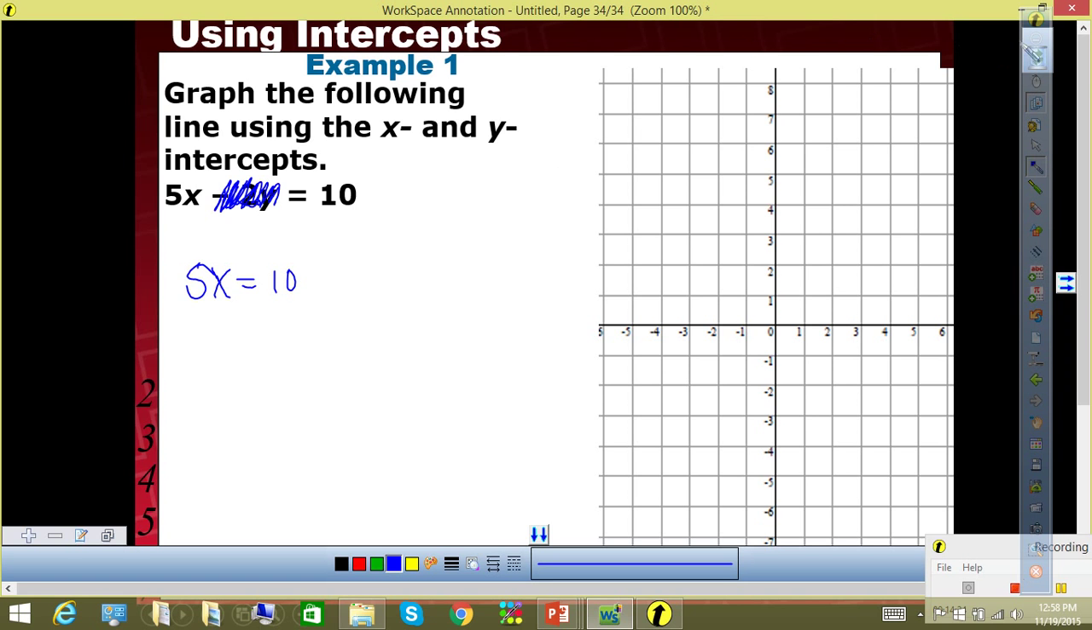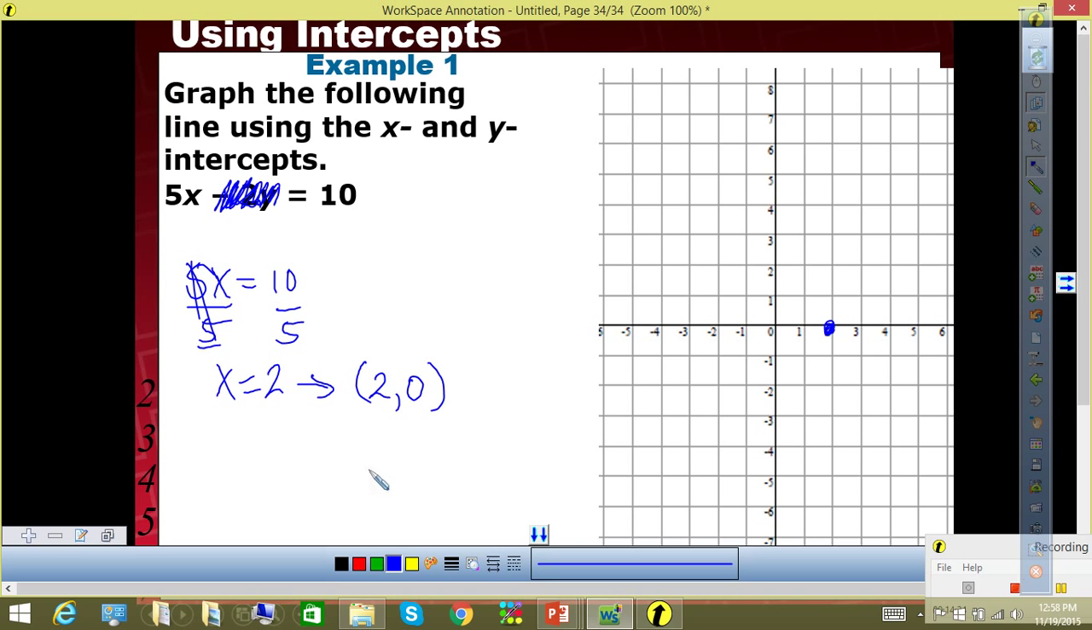So check this out. Look up, please. Since we had these left, do we know how to solve this? Divide by 5, x equals 2. Therefore, this is my x-coordinate. The x-coordinate is 2, 0 of y, and it goes right there.